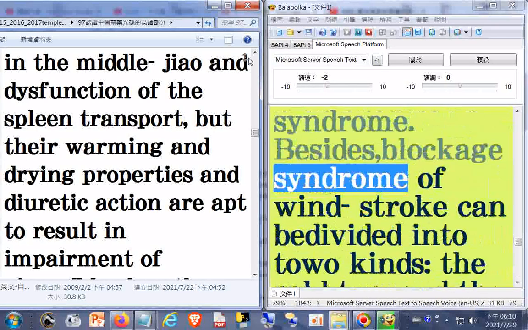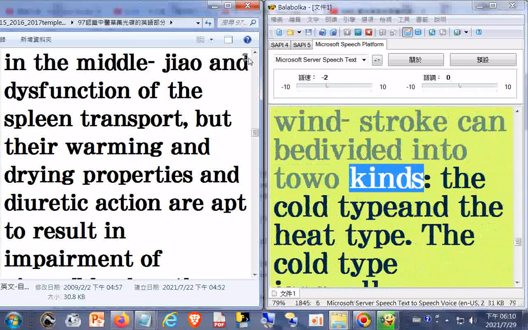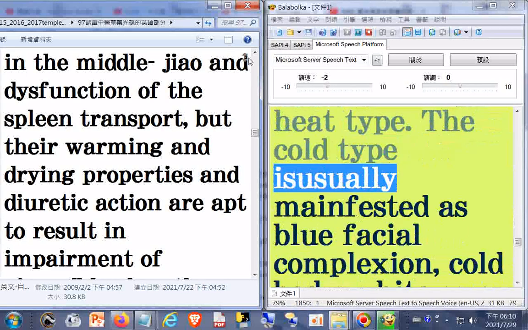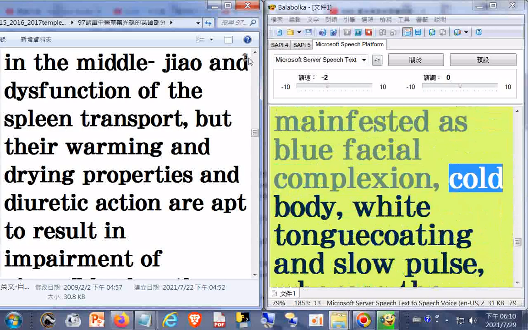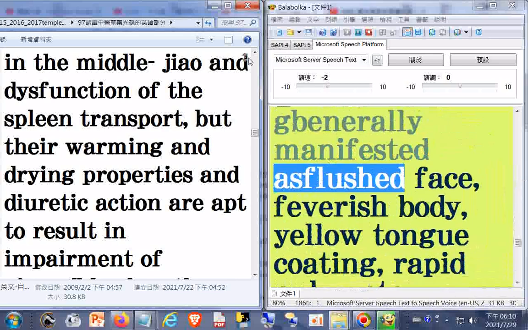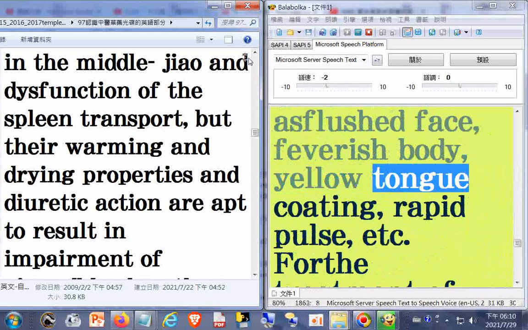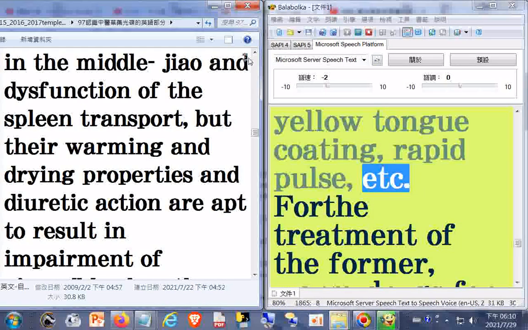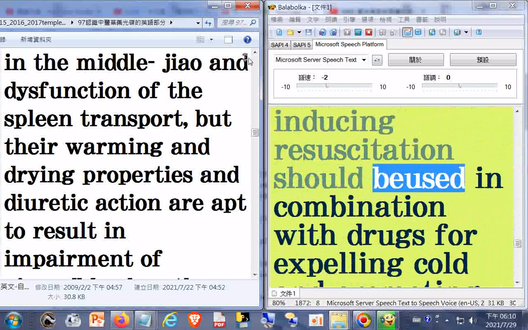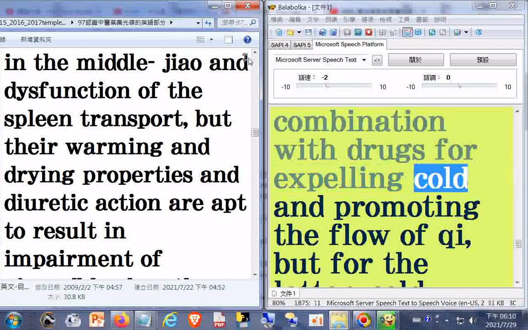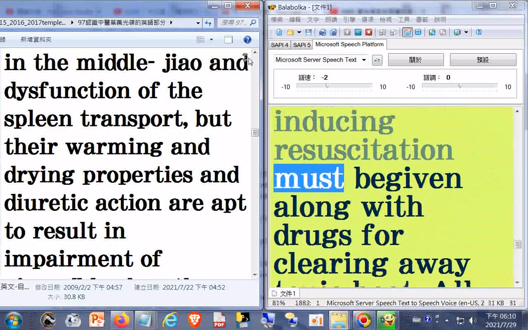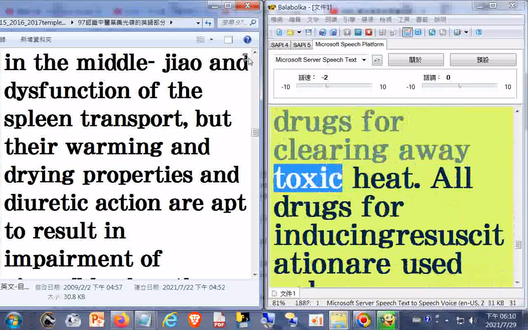Besides, blockage syndrome of wind stroke can be divided into two kinds, the cold type and the heat type. The cold type is usually manifested as blue facial complexion, cold body, white tongue coating and slow pulse, whereas the heat type is generally manifested as flushed face, feverish body, yellow tongue coating, rapid pulse, etc. For the treatment of the former, warm drugs for inducing resuscitation should be used in combination with drugs for expelling cold and promoting the flow of qi, but for the latter, cold drugs for inducing resuscitation must be given along with drugs for clearing away toxic heat.